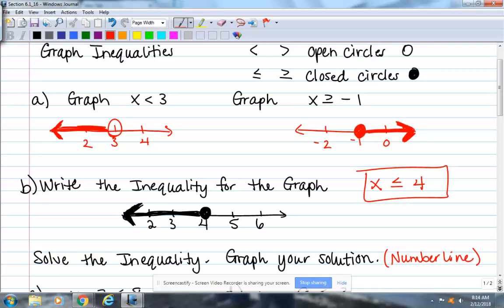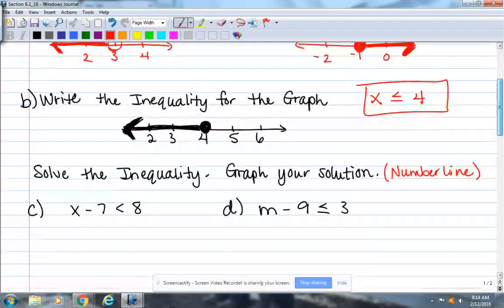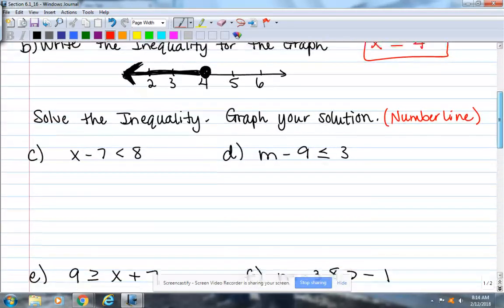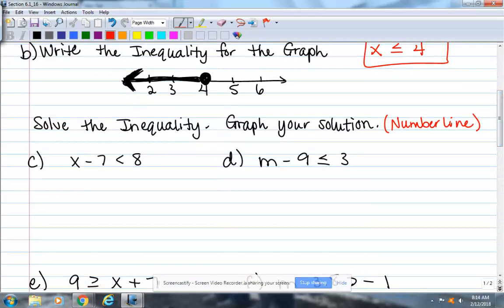Okay. So now we actually get to solve some. And y'all, we solve inequalities just like we solved equations back in chapter 3 when we first started this algebra stuff. Okay? You want to do the inverse operations to move numbers to the other side away from the variable. And remember, what you do to one side, you have to do to the other side. All right? So the only difference here is we're going to have inequality symbols instead of equal signs.